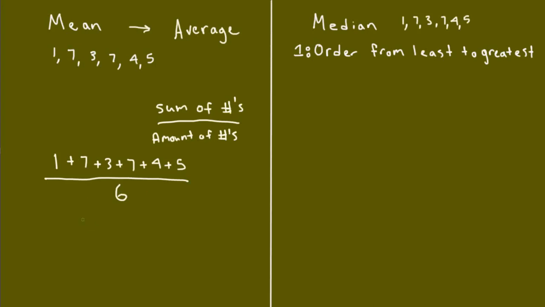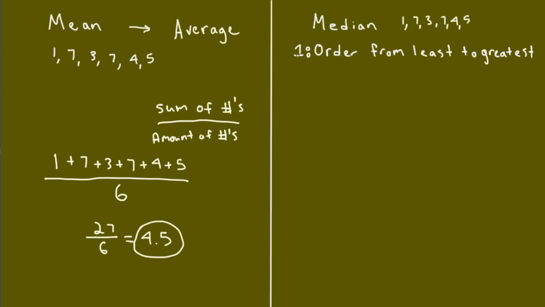And if we add up all the numbers on our numerator, we get 27. And if we divide that by 6, we get 4.5. So 4.5 is our mean. Now let's find our median. Our median is basically the middle number.